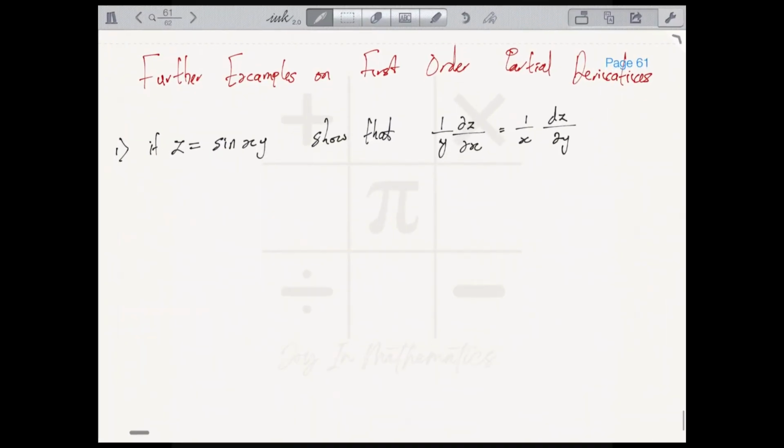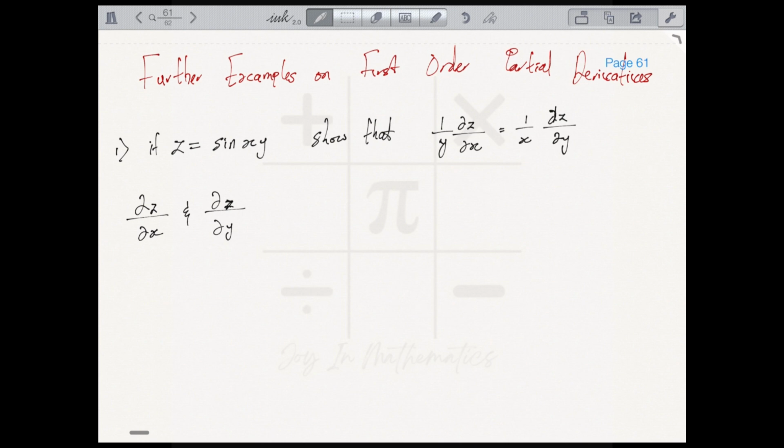Let's solve more examples of first order partial derivatives. Now we're given z equals sine xy, and we will show that 1 over y partial derivative of z with respect to x is equal to 1 over x partial derivative of z with respect to y. The first thing to do is to evaluate both the partial derivative of z with respect to x and the partial derivative of z with respect to y.